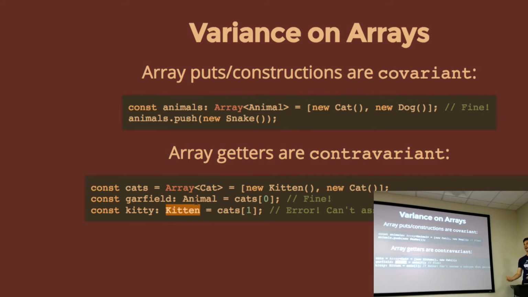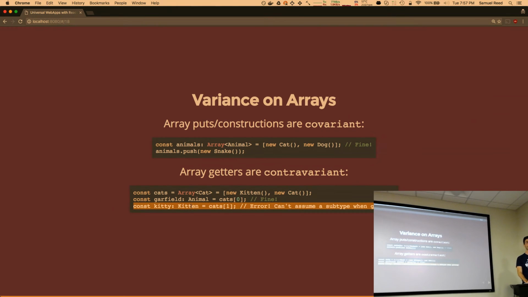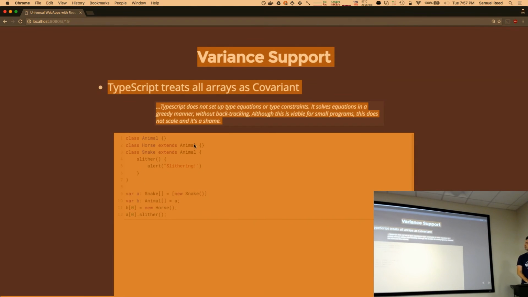I can type something out as a supertype, but I can't type something as a subtype. I know that this is an array of cats. I can't assume that something I get out of it is a kitten, a subtype of that. That's a very important rule when dealing with arrays. If you violate it, your system is no longer type safe, and it can affect you in various and unexpected ways.